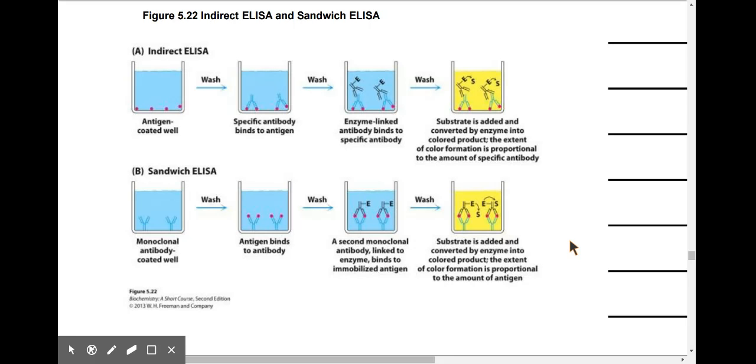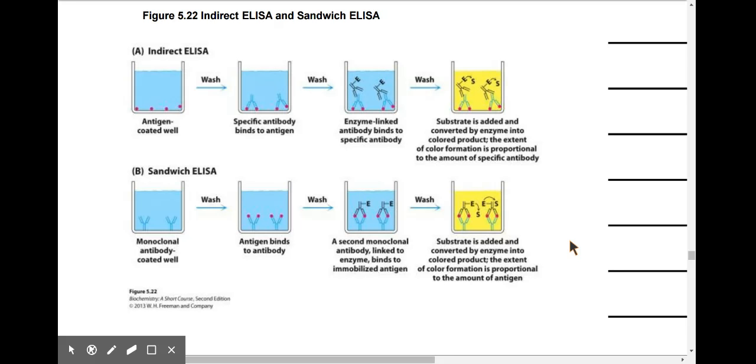We can commercially purchase this specific antibody with an enzyme, like, for example, horseradish peroxidase, which undergoes a color change when you add substrate to it. So that enzyme catalyzes the reaction that undergoes a color change when you add substrate, and that enzyme is bonded to this antibody.